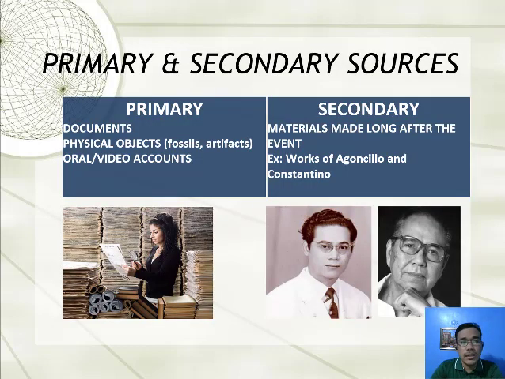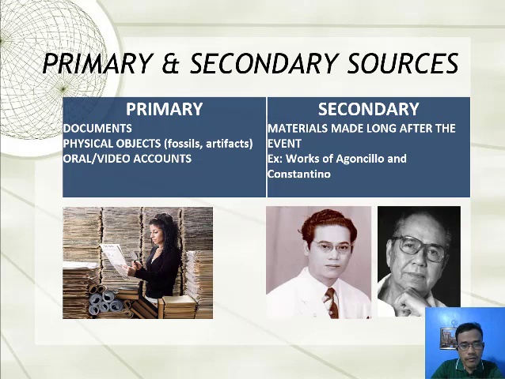All right, so let us first distinguish the primary and secondary sources used by historians in interpreting the past. First are the primary sources, these are the documents. These could be in handwritten or digitalized form, since we have had printed documents since the printing press was invented. We have newspapers, magazines, and all forms of articles.